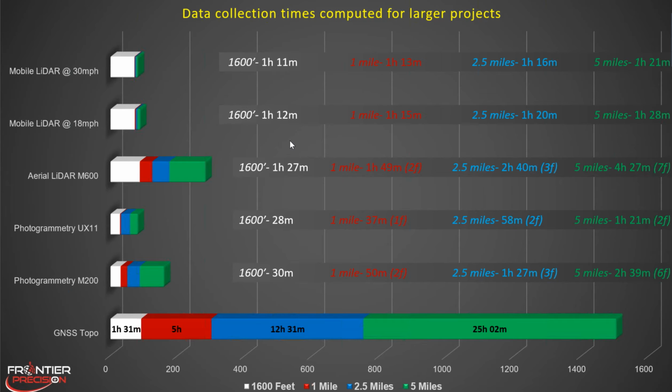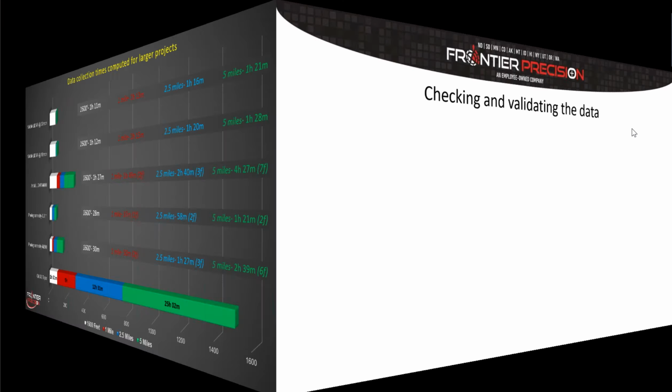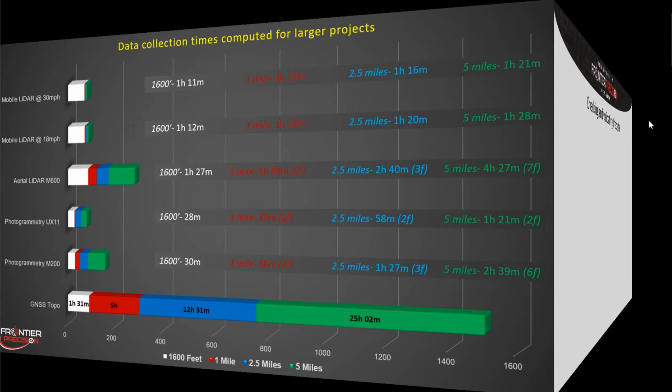And then the mobile LIDAR, we did it at 18 miles an hour. Let's figure it out at 30 miles an hour. Really didn't make that much of a difference. But you can see we're at an hour 12 versus an hour and 11 minutes. At 1 mile, we're at an hour 15 versus an hour 13. 2.5 miles, an hour 20 versus an hour 16. And then at 5 miles, an hour 28 versus an hour 21.